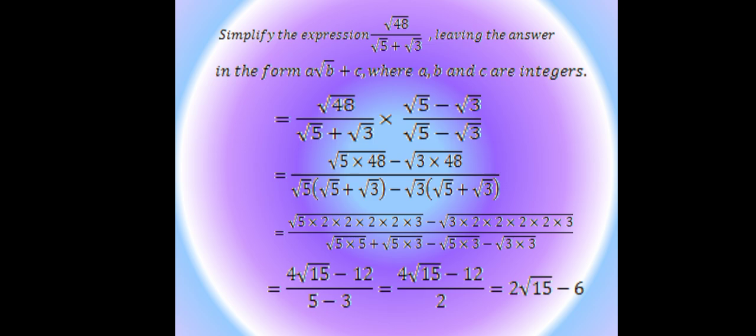Simplify the expression the square root of 48 all over the square root of 5 plus the square root of 3, leaving the answer in the form of a times the square root of b plus c, where a, b, and c are integers. If you simplify, you get 2 times the square root of 15 minus 6.